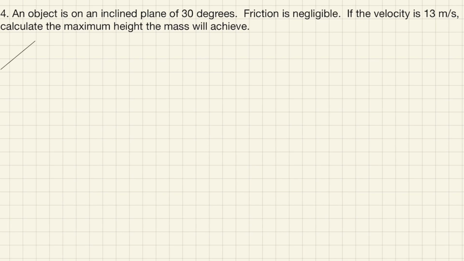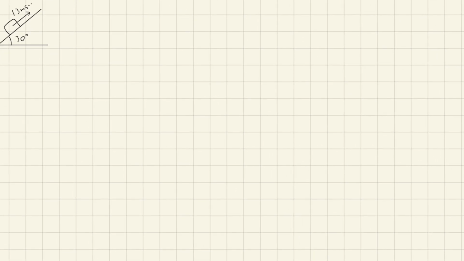Question 4. An object is on an inclined plane of 30 degrees. Friction is negligible. If the velocity is 13 meters per second, calculate the maximum height the mass will achieve. To solve this, we first need to find the y component of velocity, since the only opposing force in this case is gravity, which acts downwards.